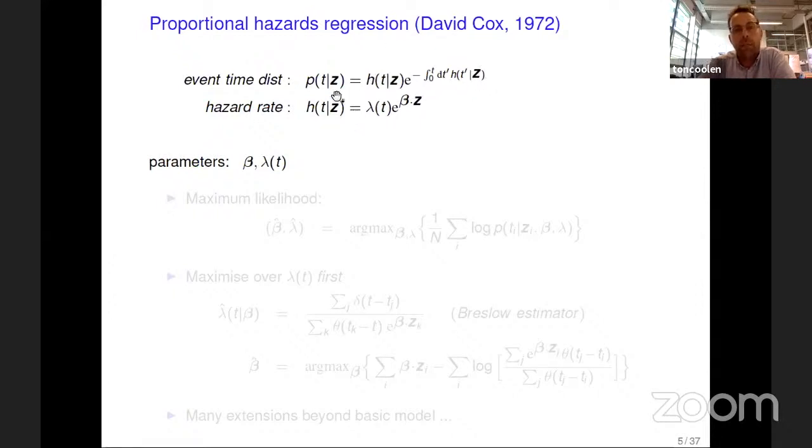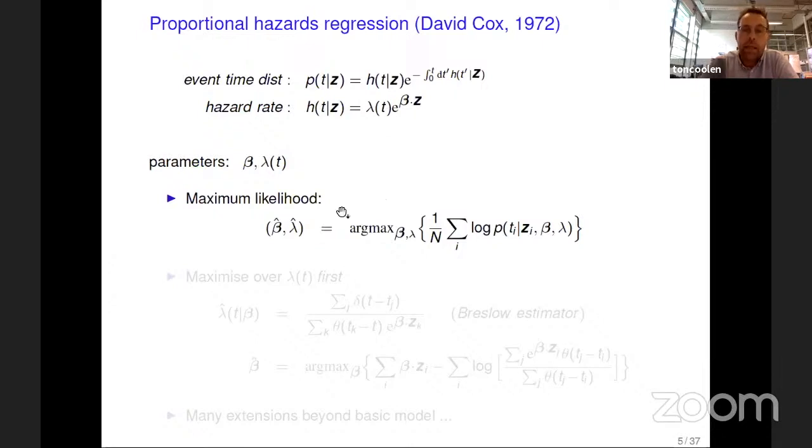What Cox did, he made a specific proposal for this hazard rate in which he separated the time from the dependence on the covariates, which was written in this particular form. Now, the reason why this turned out to be very, very useful is that if you work out the mathematics of, for instance, maximum likelihood inference, where you find your parameters, which in this case are the vector beta and this function of time lambda, you find these parameters by maximizing the data likelihood. That's maximum likelihood regression. And this would then be the recipe.